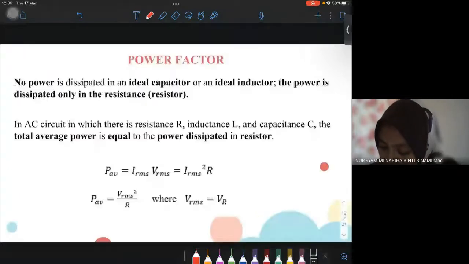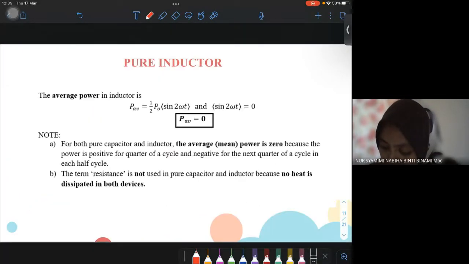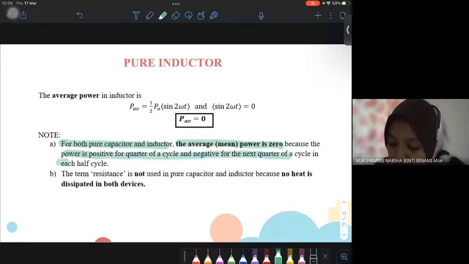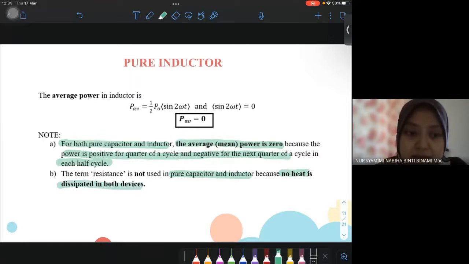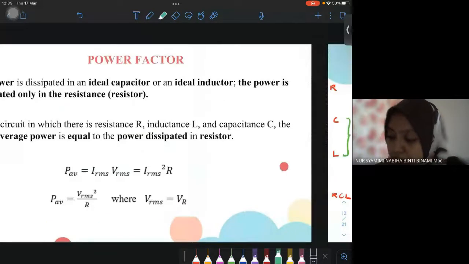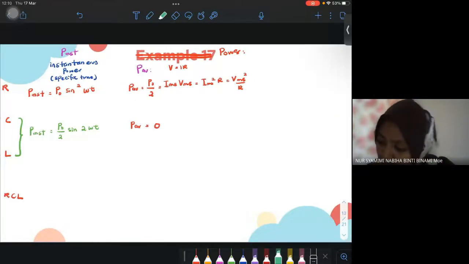Right. So it says here, for both pure capacitor and inductor, the average mean power is 0, because power is positive for a quarter of a cycle and negative for the next quarter of a cycle in each half cycle. Because in the graph, positive and negative are equal, so when we divide by 2, we get zero. The term resistance is not used in a pure capacitor and inductor because no heat is dissipated in both devices. So heat is only dissipated in a resistor. Okay, so this is our summary so far.